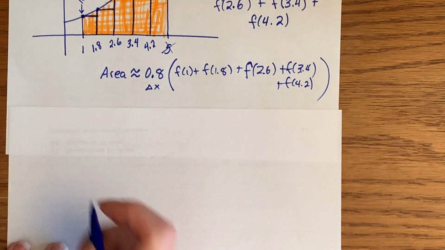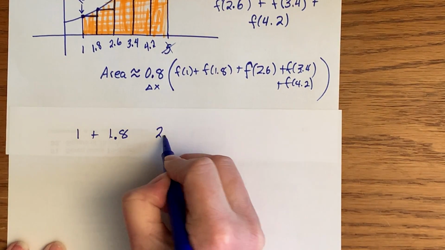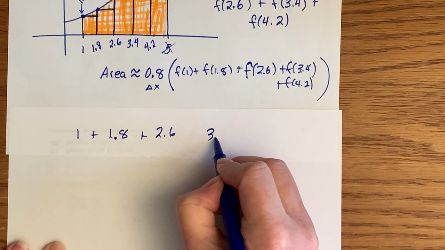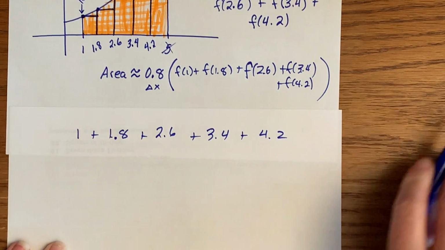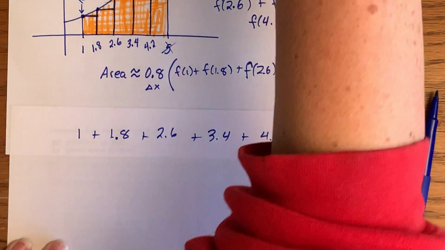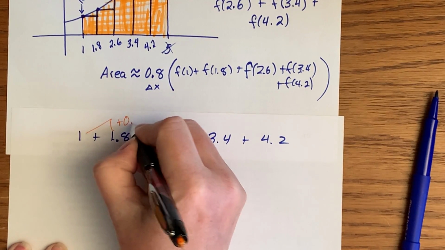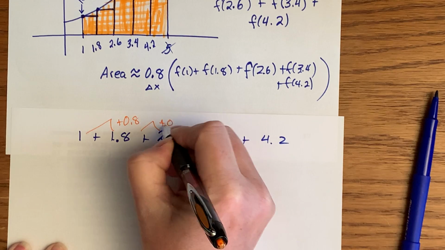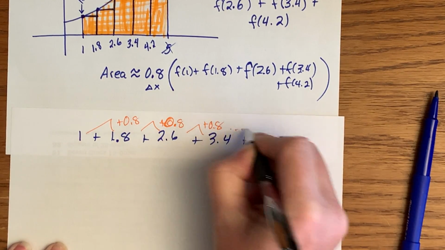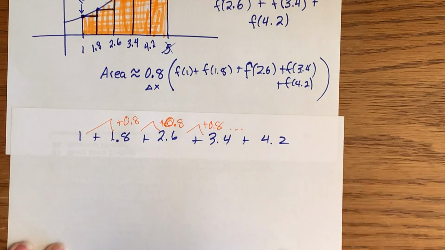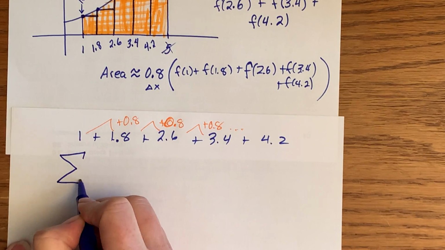So consider with me, as a side note, the pattern: 1, 1.8, 2.6, 3.4, 4.2. This is a linear pattern. What do you mean linear? Well, to get from one term to the next, I have added 0.8 every single time. And because of that, it's a linear pattern. So, sigma notation. If you need to rewatch the video on sigma notation, please do so.